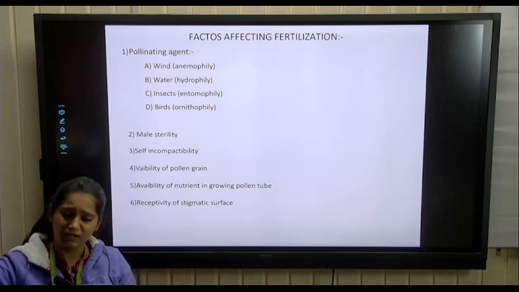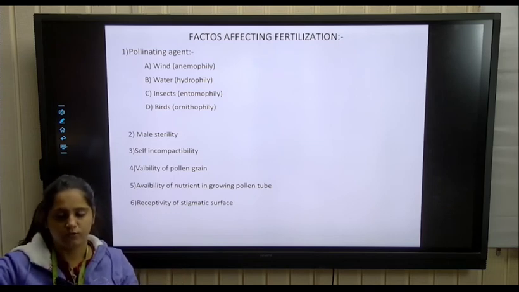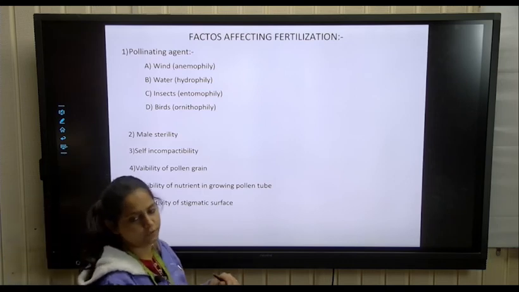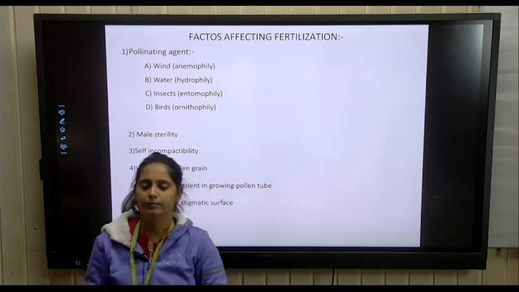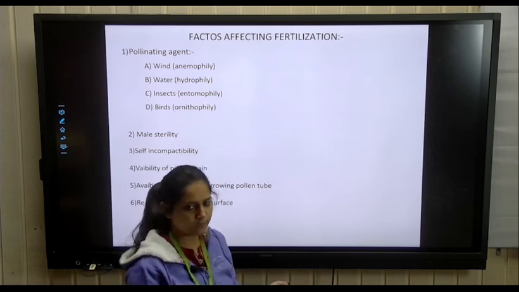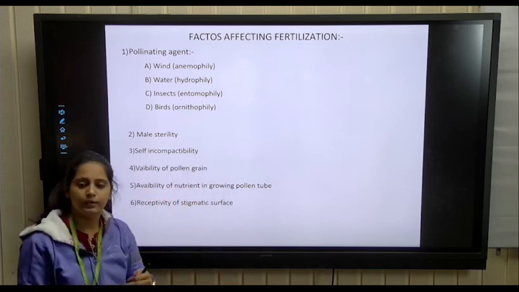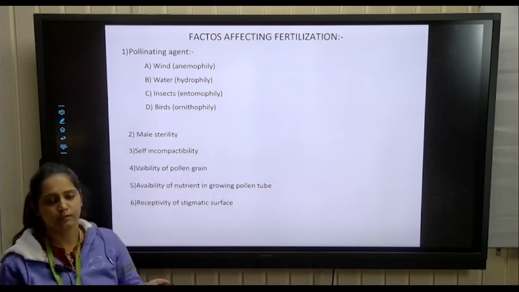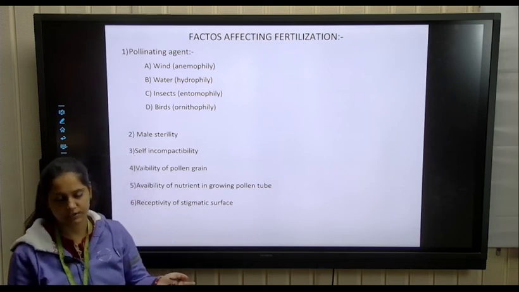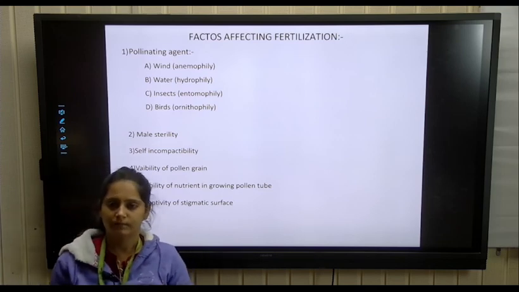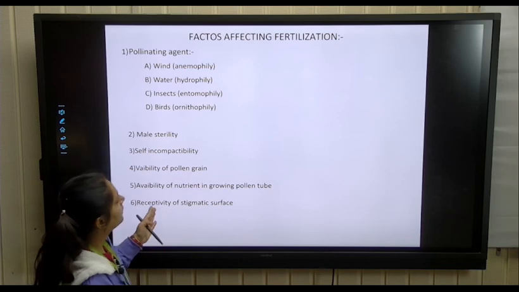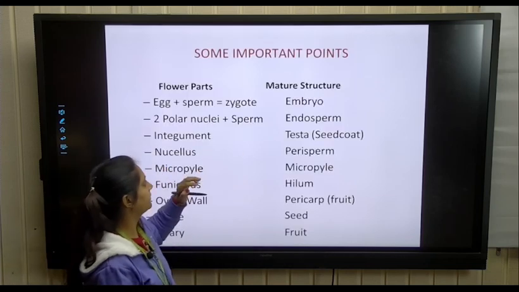And this is also known as triple fusion, because there is a fusion of three nuclei, the pollen nuclei with the sperm nucleus. So this is also known as triple fusion. And why is it important? To continue the life cycle, to maintain the number of chromosomes, and to generate genetic diversity, and that is all. Okay, and these are the factors which affect the process of fertilization.